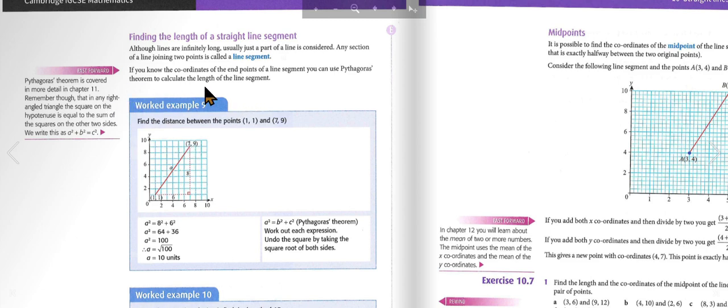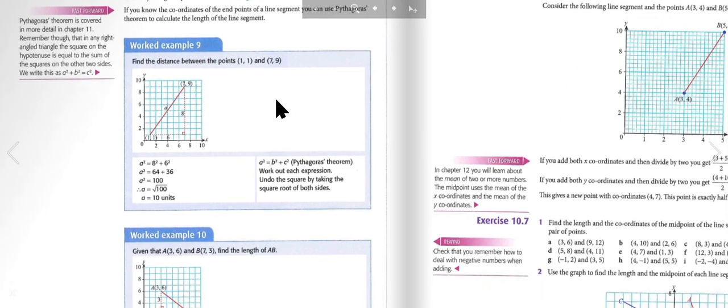So, for example 9, find the distance between the points (1, 1) and (7, 9). So this distance is 8 and this distance is 6. So a squared equals 8 squared plus 6 squared. So a squared equals 64 plus 36. A squared equals 100. Therefore, a equals the square root of 100, and a equals 10 units. So this length right here is 10 units.